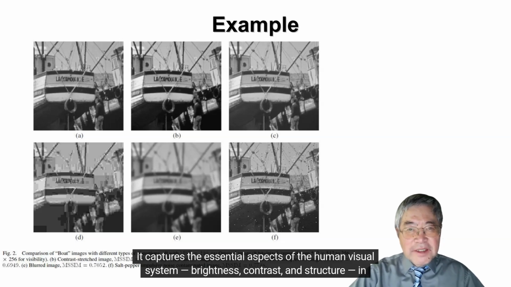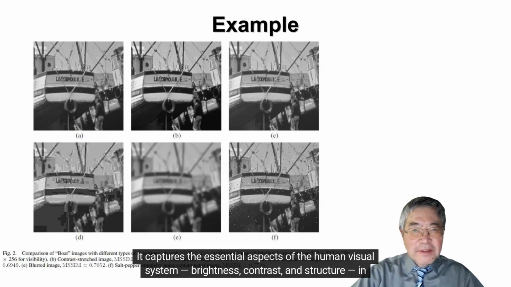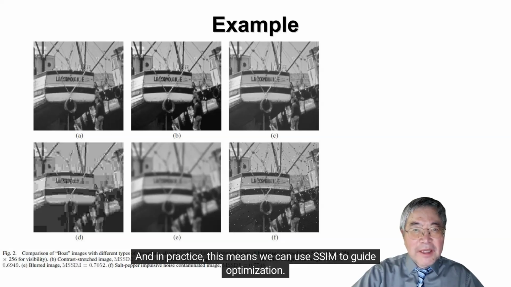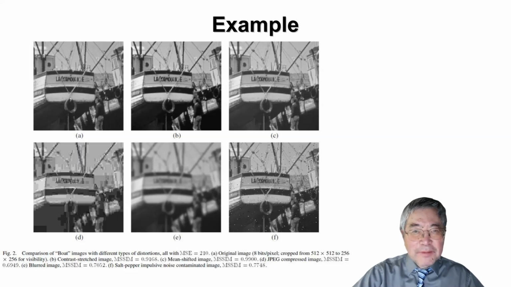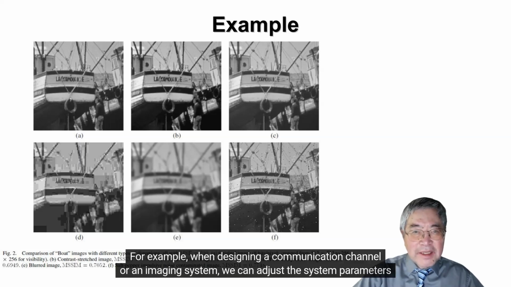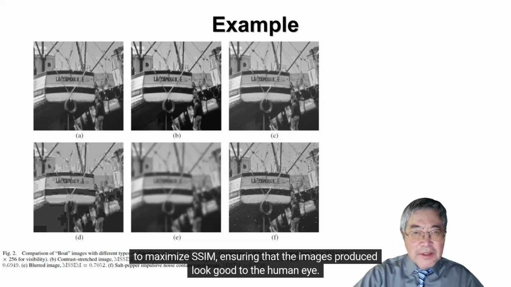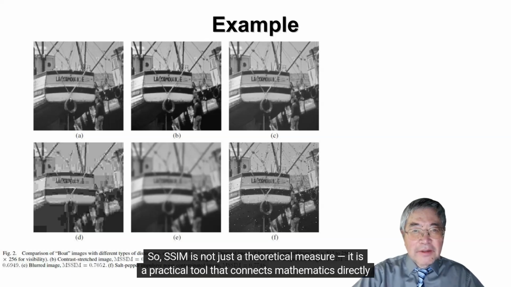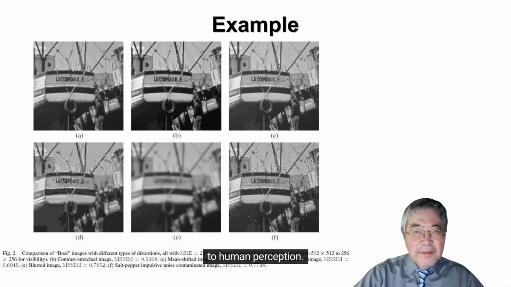It captures the essential aspects of the human visual system: brightness, contrast, and structure, in a single number. And in practice, this means we can use SSIM to guide optimization. For example, when designing a communication channel or an imaging system, we can adjust the system parameters to maximize SSIM, ensuring that the images produced look good to the human eye. So SSIM is not just a theoretical measure, it is a practical tool that connects mathematics directly to human perception.